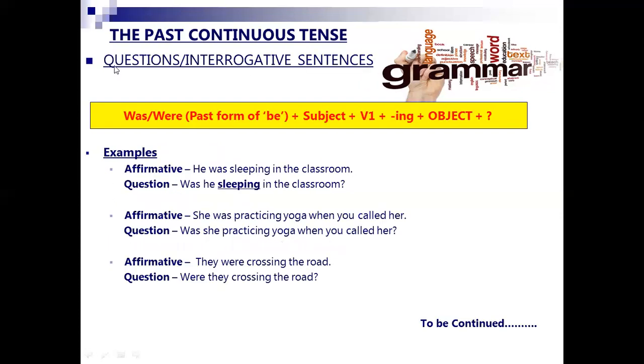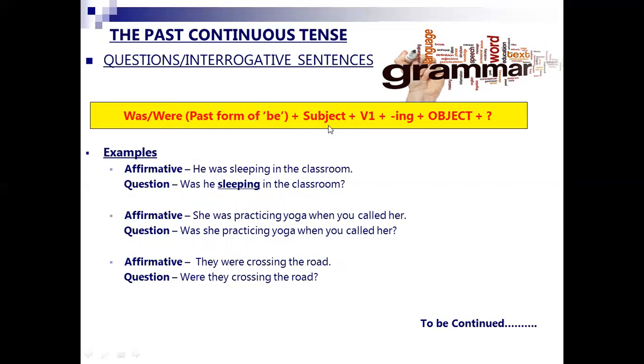Now, questions, interrogative sentences. In past continuous tense, how can we ask questions by using past continuous tense? See, the formula is was/were, because interrogative sentences or questions, these are yes-no type questions, and in yes-no type questions, the helping verb always comes first. See, was/were plus subject plus V1 plus ing plus object.